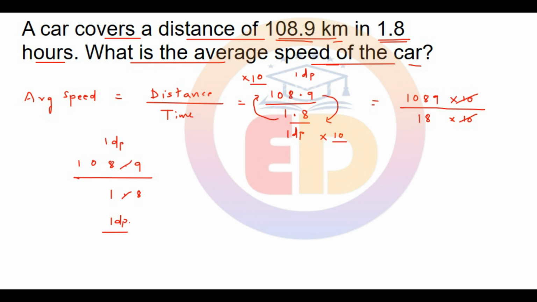Here both the numerator and denominator have one decimal place each. Remove them. This numerator will become 1089. Denominator will become 18, like what happened here. Numerator became 1089, denominator became 18. So remember this point, when the decimal places of numerator and denominator are equal, remove them and take the numbers without the decimal point. 108.9 will become 1089, 1.8 will become 18. Let's divide them.